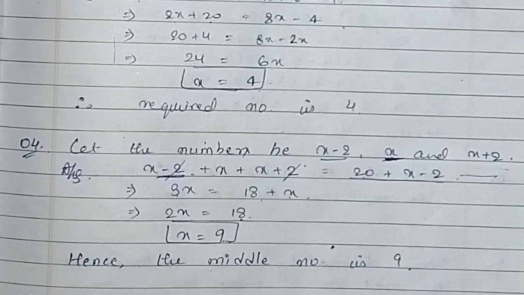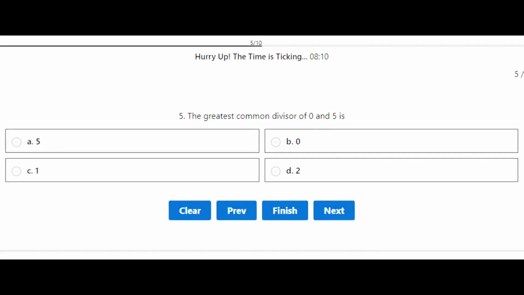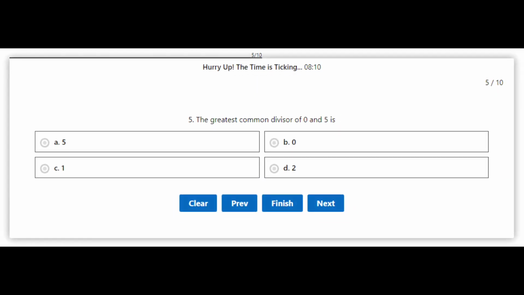This is our fourth question, and let's move to our fifth question. Our fifth question is, find the greatest common divisor of 0 and 5. So we already know from the 5th-6th class of maths what greatest common divisor or highest common factor actually is. We have to find the common factor between two or three numbers. Here in this question we have two numbers, which are 0 and 5.